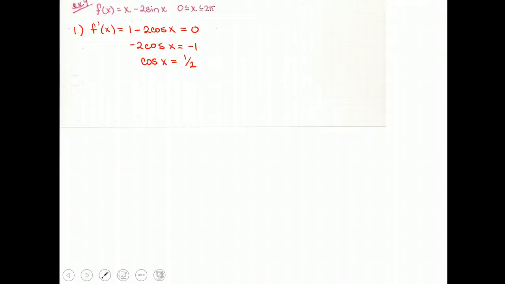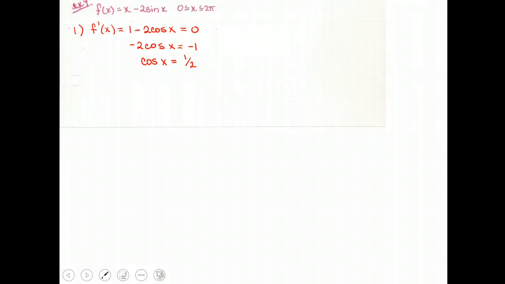So step number 1, let's take our derivative and set it equal to 0. So derivative of x is 1, and derivative of 2 sine is 2 cosine. So how am I going to get x by itself? All right, subtract 1 and divide by -2. So I'll end up with cosine is 1/2.